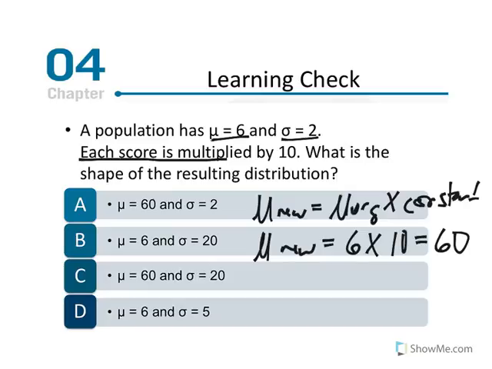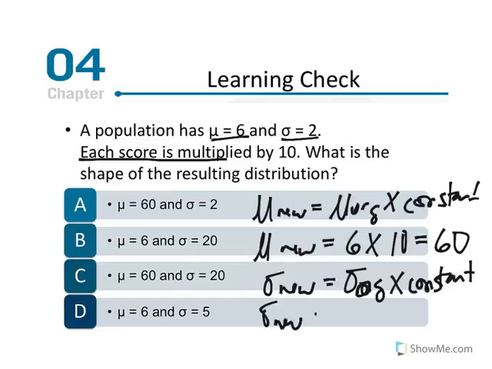Now, what did we learn about standard deviation? So the new, when we multiply and divide, it's equal to the original multiplied by the constant. So we do see a change in variation. And so we can answer this by replacing variables. So the original standard deviation was equal to 2. We multiplied all scores by a constant of 10. So the new standard deviation of the population is equal to 20.